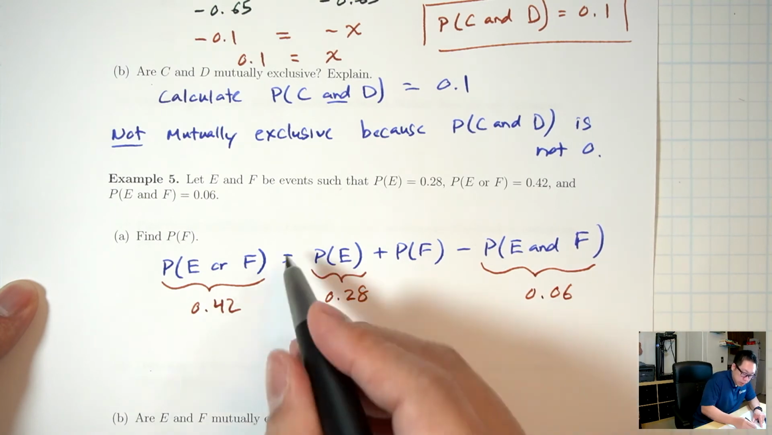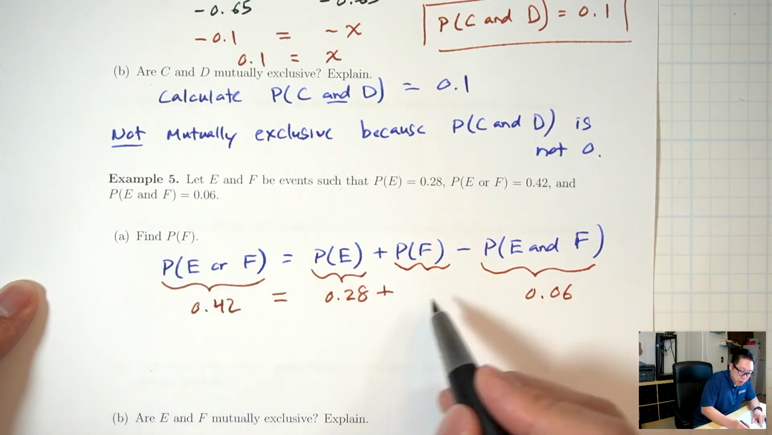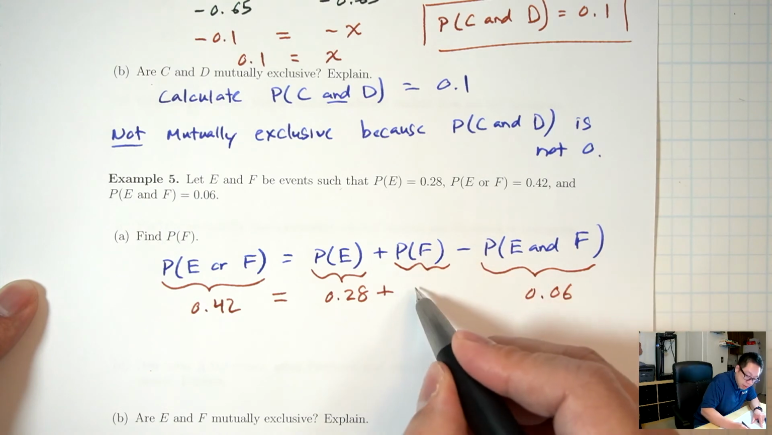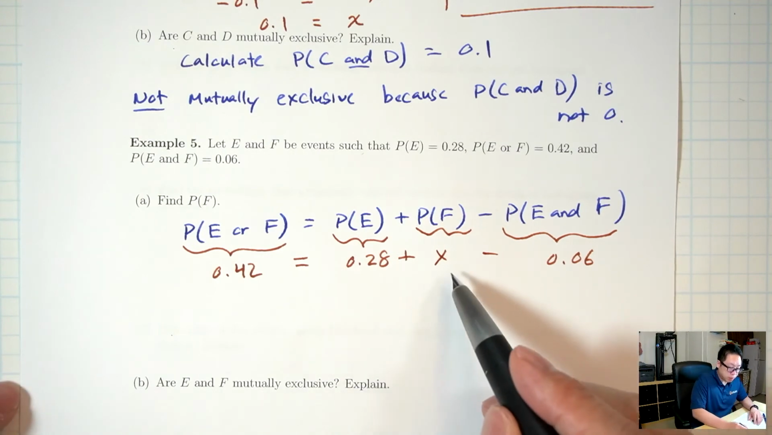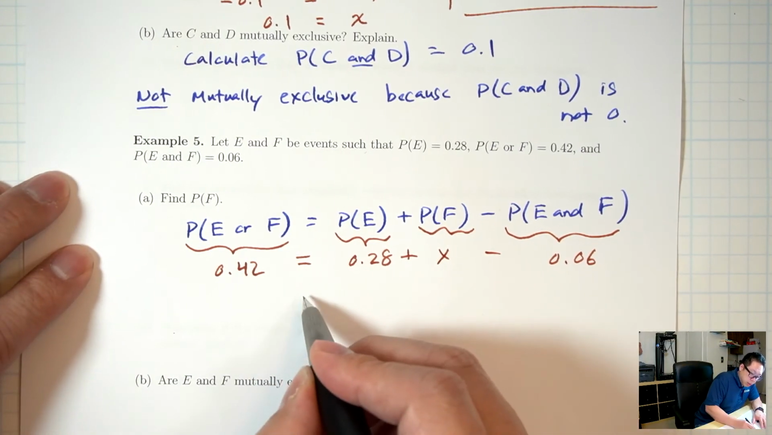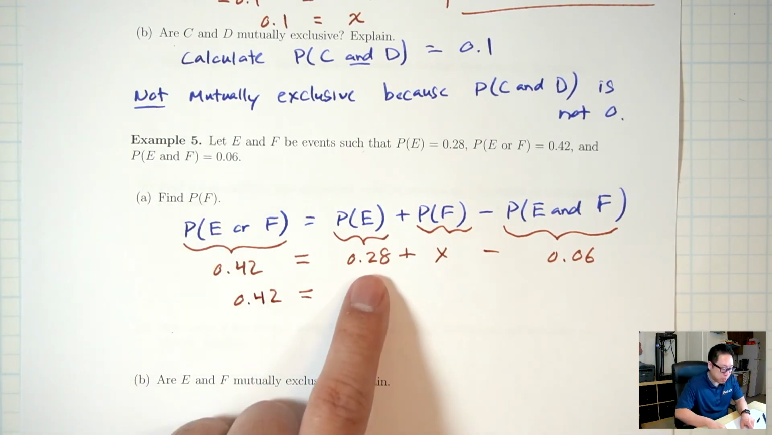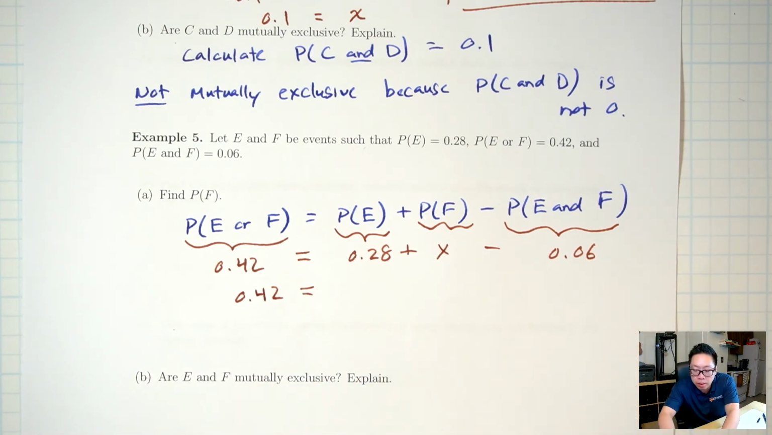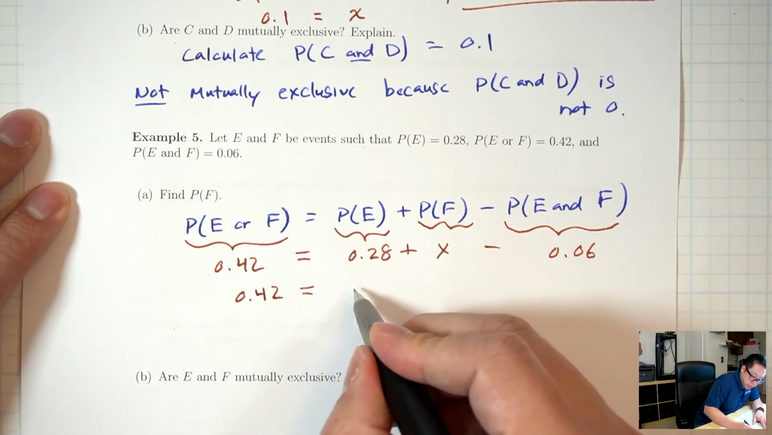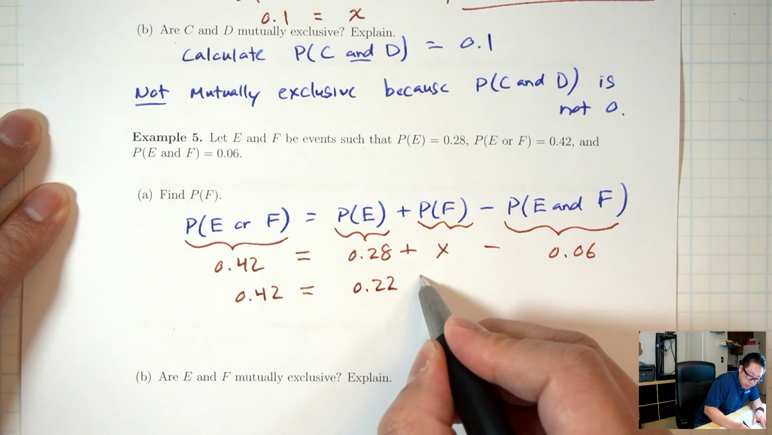Right, let me fill in the rest here. I have an equal sign here, I have a plus here. P of F, I don't know. That's what I'm trying to find. So let me call that a letter, X. I have a minus here. And then we do the same thing. I'm looking for this missing number X. So left side, simplify, it's 0.42. There's nothing to do there. Right side, I can combine the 0.28 minus the 0.06. So 0.28 minus 0.06 is 0.22. That's combining the 0.28 minus the 0.06, and then I still have this plus X.